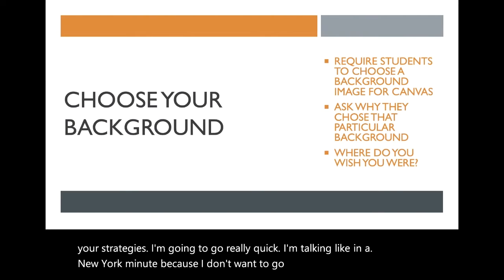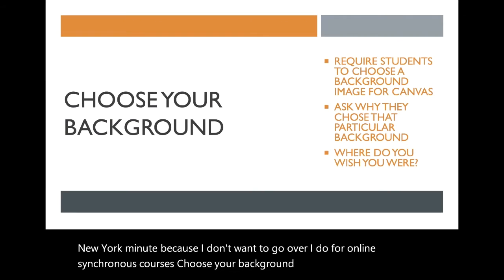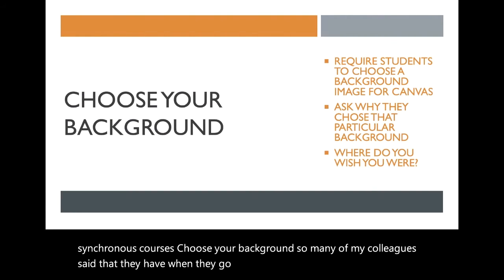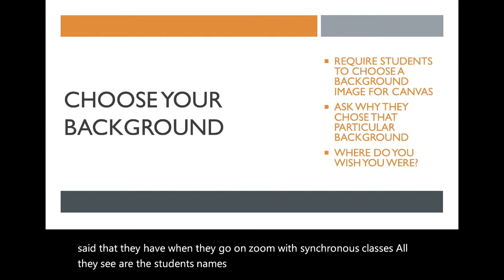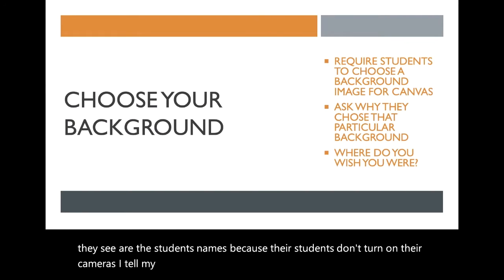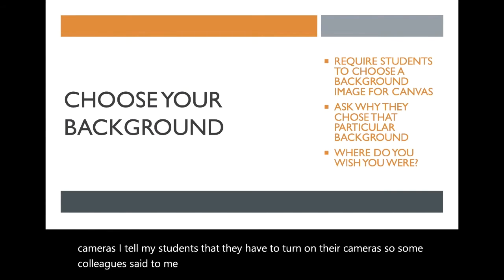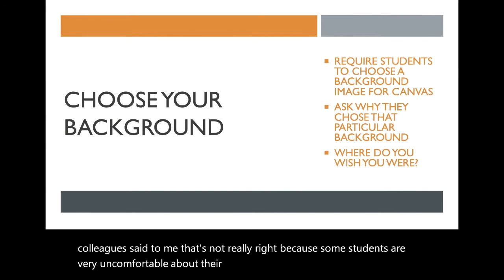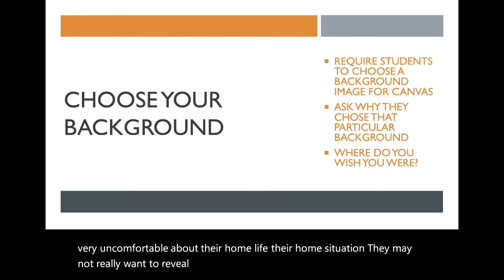For online synchronous courses, choose your background. So many of my colleagues said that when they go on Zoom with synchronous classes, all they see are the students' names because their students don't turn on their cameras. I tell my students that they have to turn on their cameras. Some colleagues said to me, well, that's not really right because some students are very uncomfortable about their home life, their home situation. They may not really want to reveal to people where they are, where they're living.